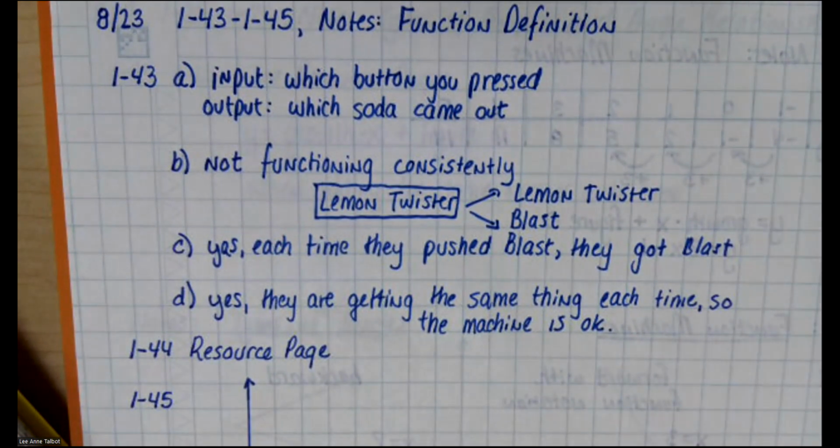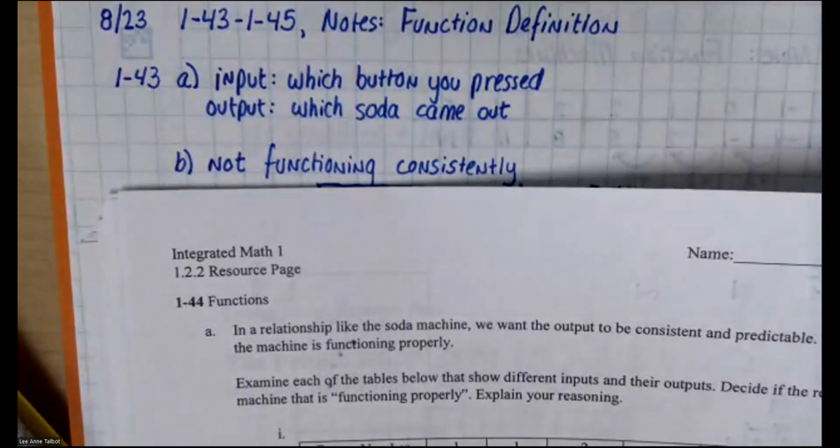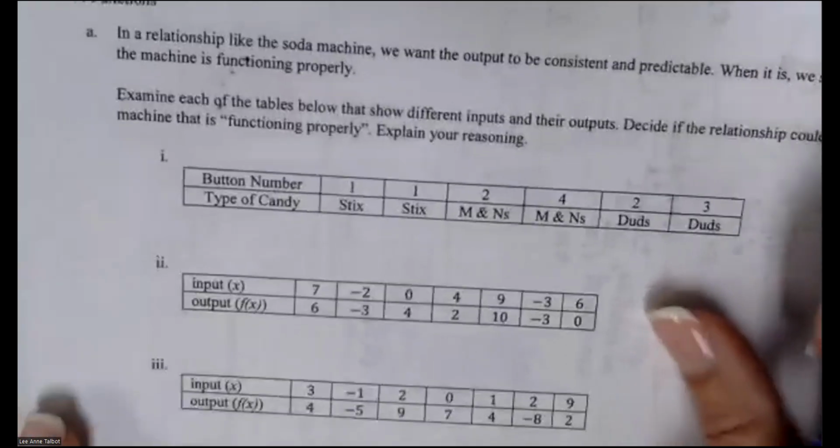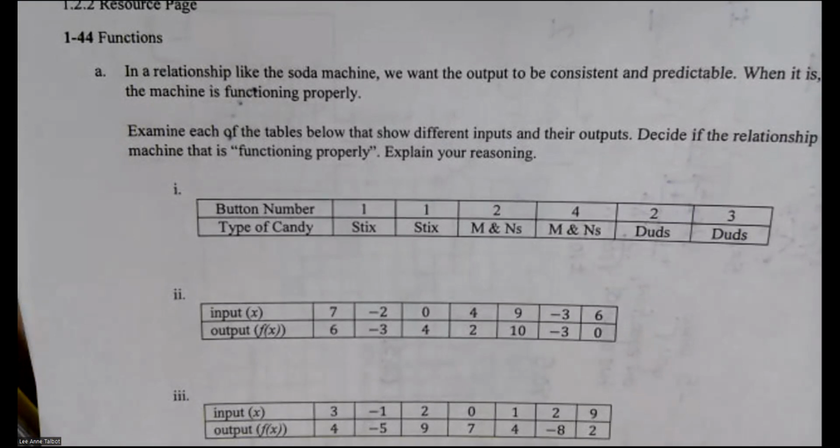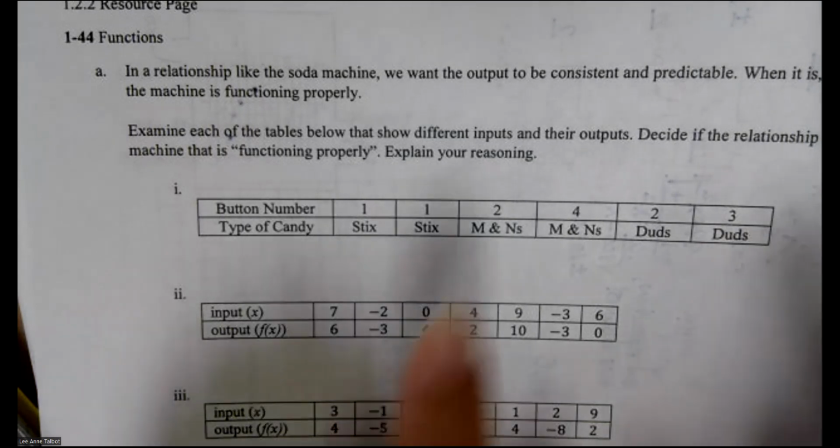Okay, once you guys are done with that, find your resource page, which is the 1-44 functions one. Okay, so we're going to inspect these tables and graphs on this page and decide if it is functioning properly.